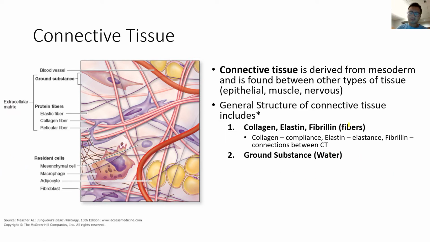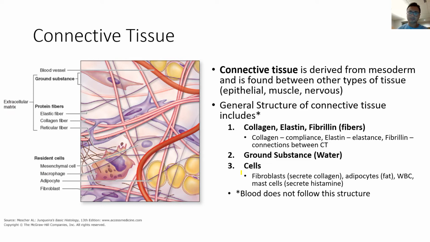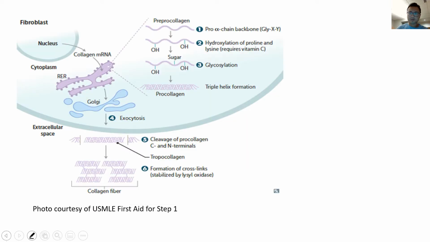So we just talked about our fibers. Now we're going to be talking about ground substance, which is the water, as well as cells. There are fibroblasts, which secrete collagen, as well as adipocytes, white blood cells, and mast cells that secrete histamine. And for the next slide, we're going to zoom in on fibroblasts.